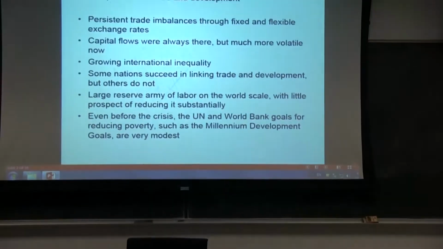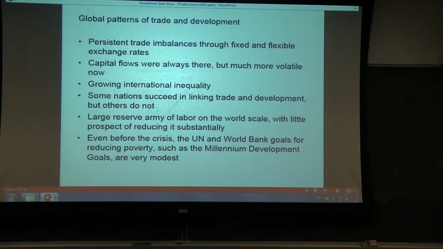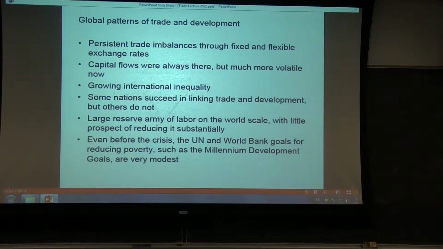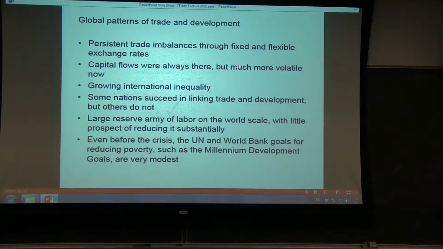If you look at global patterns of trade and development, what you find is that trade imbalances are the most common outcome. That is to say, some nations have persistent trade deficits and others have persistent trade surpluses. Today, the most famous country with a persistent trade deficit for 3 decades, right here, United States. Surpluses? China, Germany, Japan, I think Korea also, South Korea. These are the countries with persistent trade surpluses.